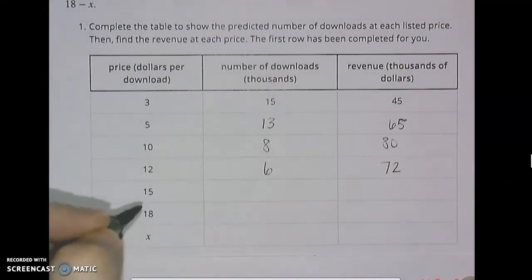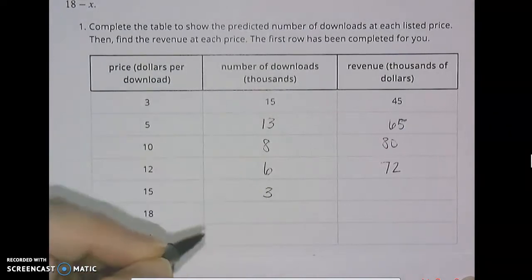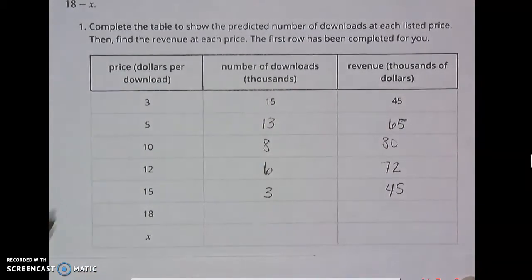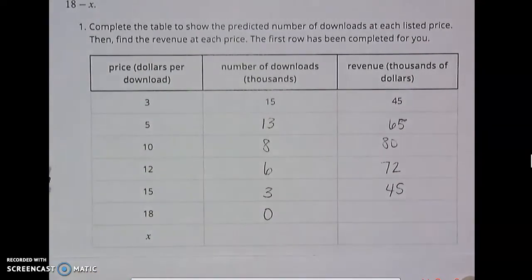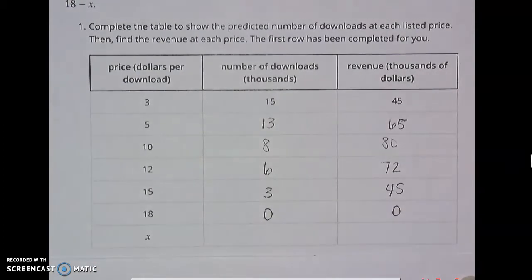The $15 per download would give us 3,000 downloads, $45,000 in revenue. If we charged $18, that means that we would have no downloads at all, which means we would have $0 in revenue.